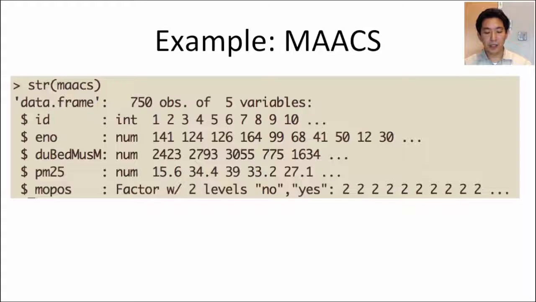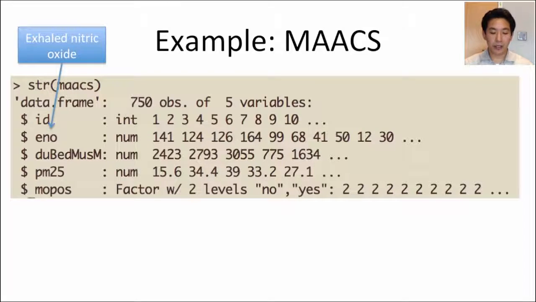So here's a little bit of the MAAC data. You can see that there are 750 observations, and I've just put 5 variables here for the sake of demonstration. One is the ID variable. The second one is the ENO. So exhaled nitric oxide is a measurement that we take that roughly corresponds to a level of pulmonary inflammation. So a large value of ENO indicates some pulmonary inflammation.